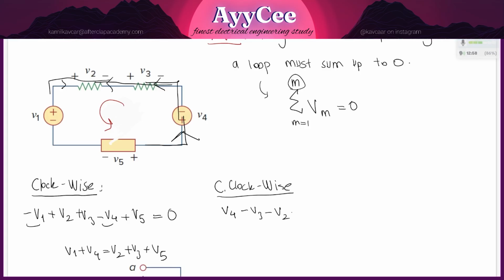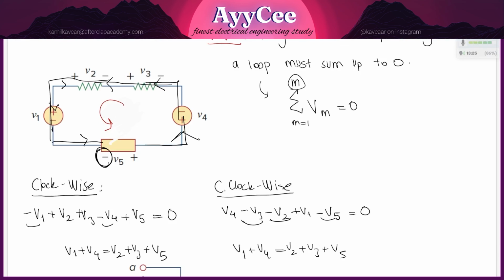And then, as we follow the path, we enter element 1 from the positive terminal, so that's going to be positive V1. And finally, we enter element 5 from the negative terminal. That's the reason why we're going to have it as minus V5, and that's going to sum up to 0. And here we have minus V2, minus V3, and minus V5. Let's take those to the other side of the equation. V1 plus V4 must be equal to V2 plus V3 plus V5.